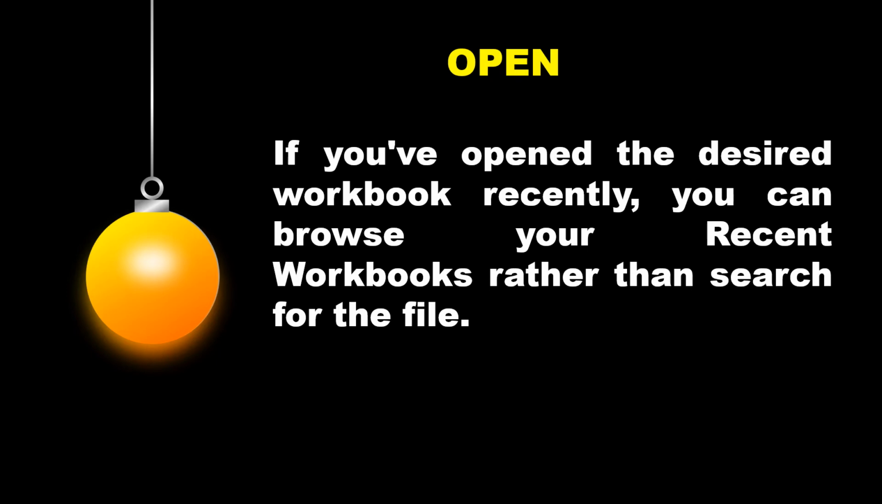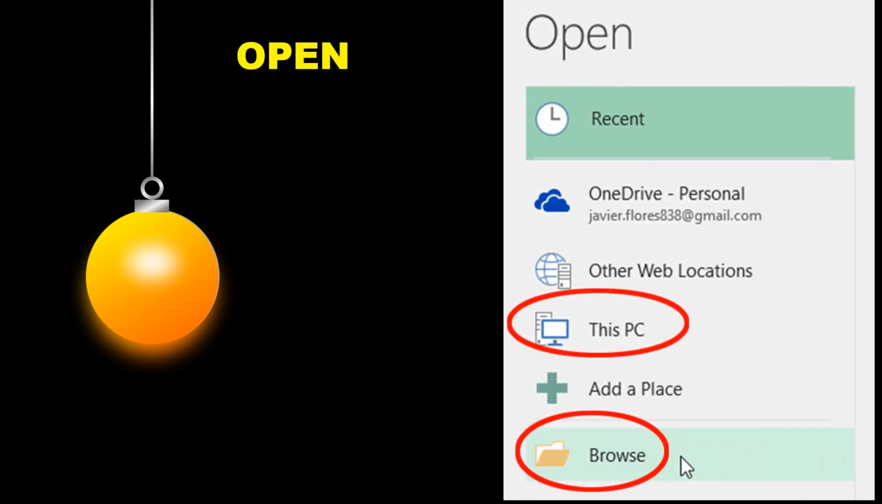Recently used 10 worksheets will be available in the recent workbook option. Instead of searching for the file, you may choose the recently used file from the recent tab. So this is how you open a worksheet. In this PC, you browse for a folder.